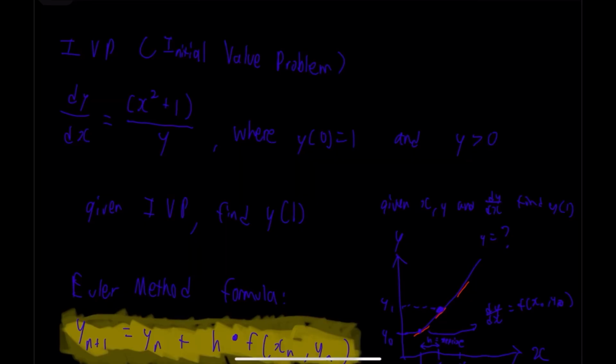So we're given this IVP, or initial value problem, that dy/dx equals x squared plus 1 over y, where y equals 1 when x equals 0 and y is greater than 0. So given this IVP, find the value of y when x equals 1.